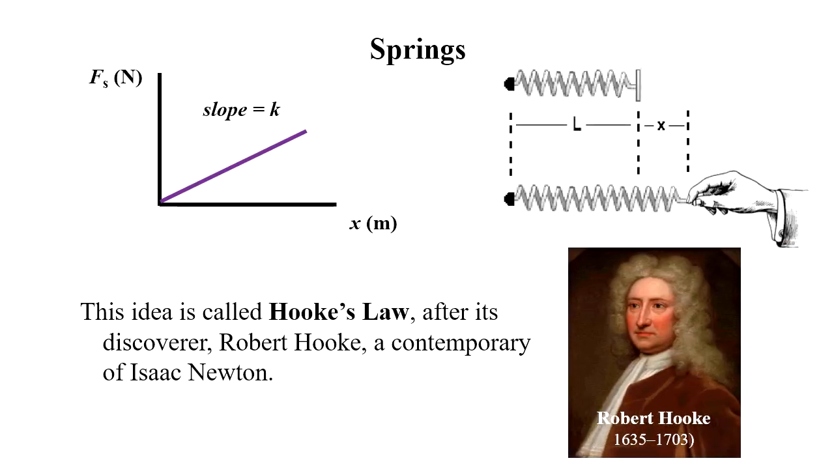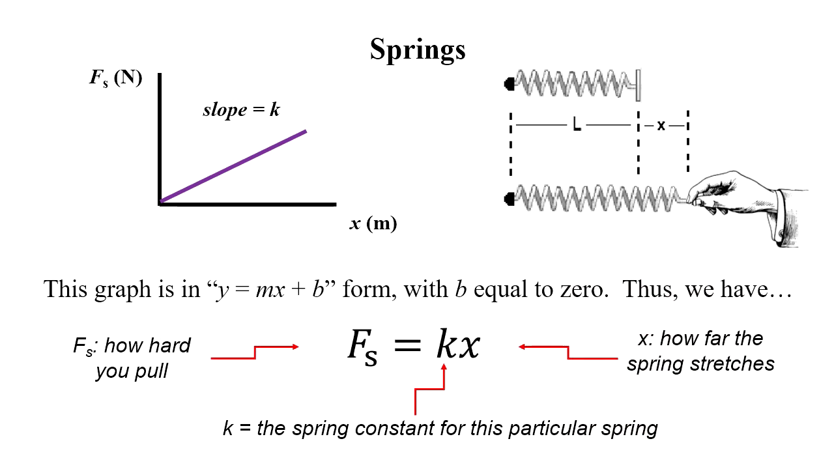This idea is called Hooke's law, after the guy that discovered it, Robert Hooke, who was a contemporary of Isaac Newton back in the 1600s. Please note that this graph of spring force versus spring stretch is in y equals mx plus b form, with b, the intercept, being equal to 0, because if there's no force, there's no stretch. We can express this as an equation, as we traditionally do here in physics. Spring force equals k times x, with k being that spring constant, the slope of the graph.